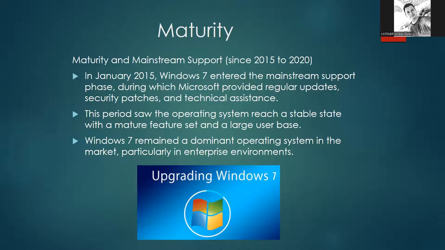About the maturity and mainstream support from 2015 to 2020. In January 2015, Windows 7 entered the mainstream support phase, during which Microsoft provides regular updates, security patches, and technical assistance. This period saw the operating system reach a stable state with a mature feature set and a large user base. Windows 7 remained a dominant operating system in the market, particularly in the enterprise environment.